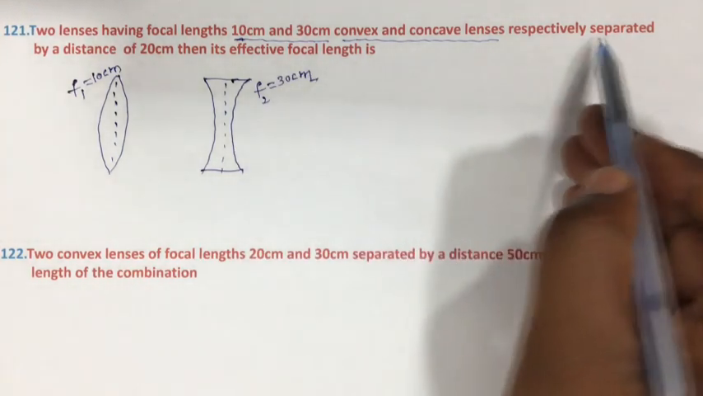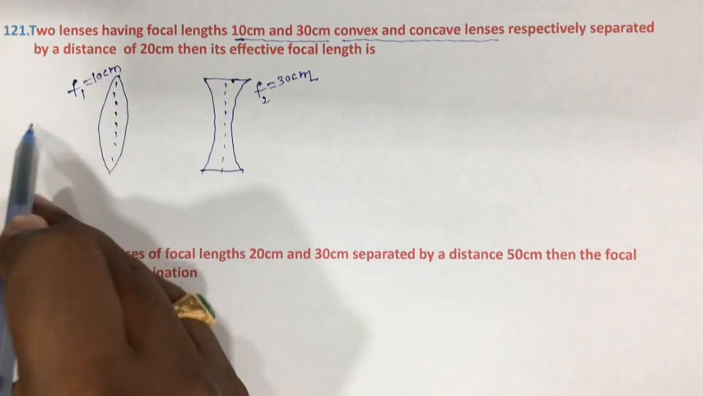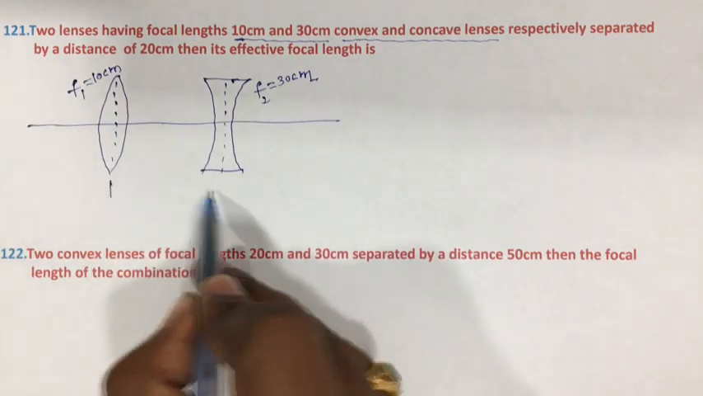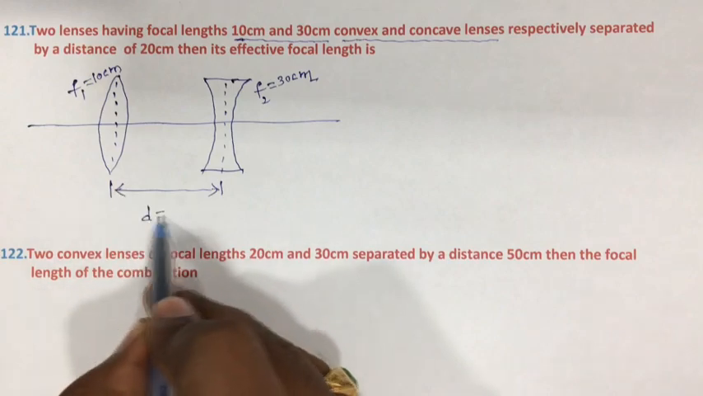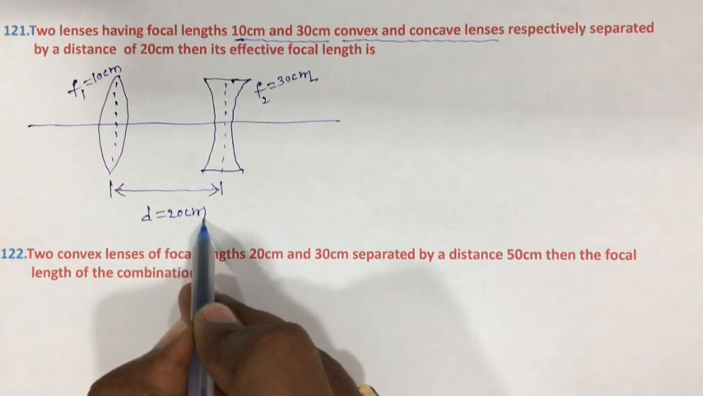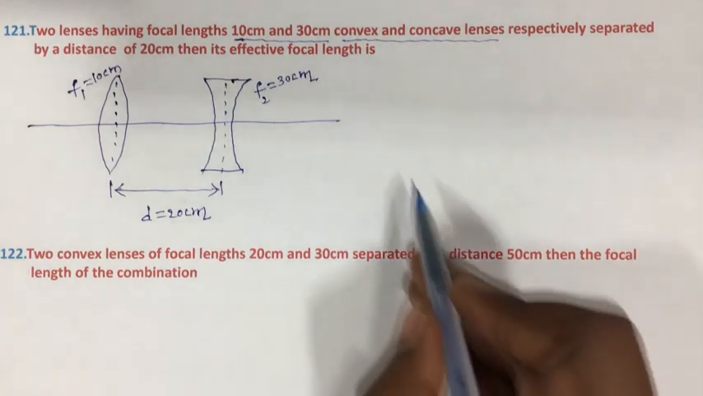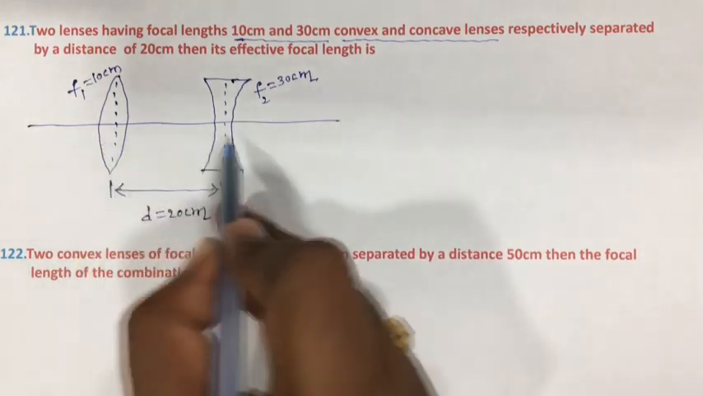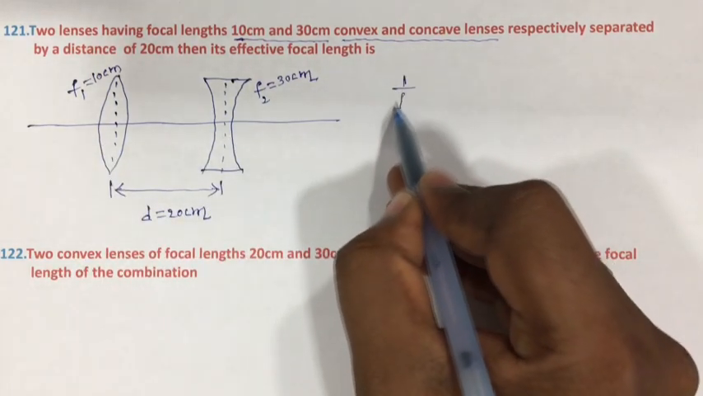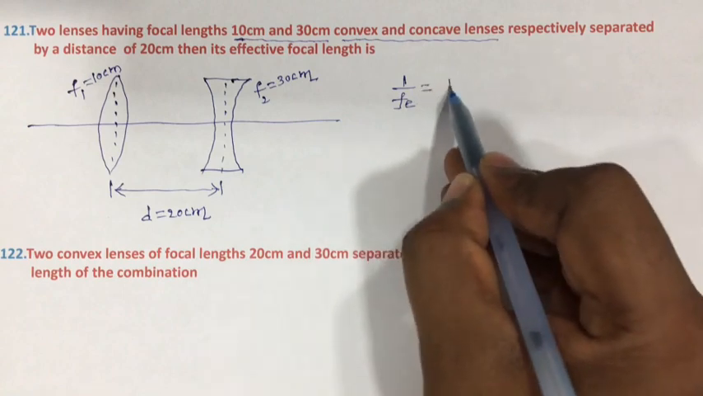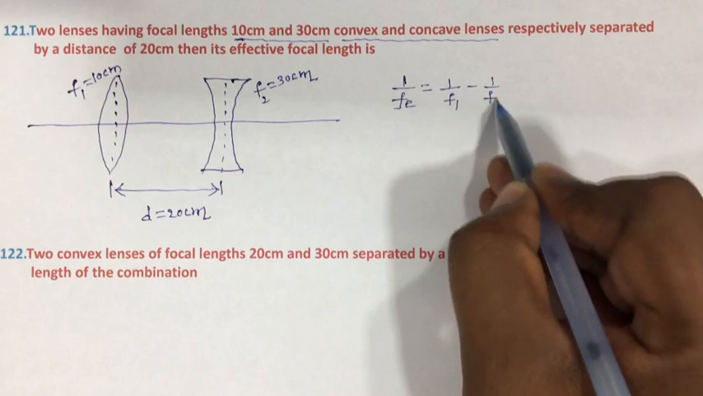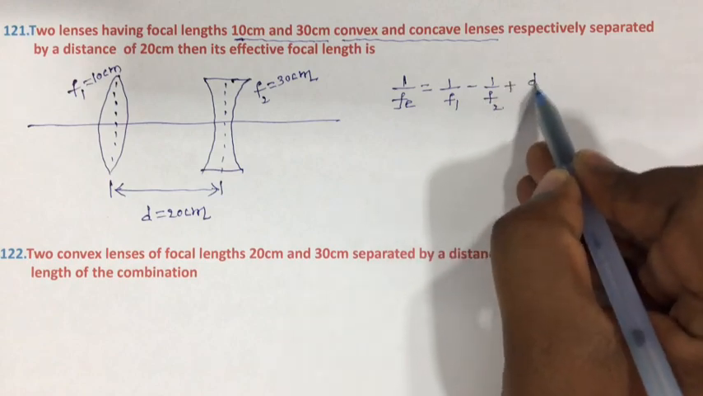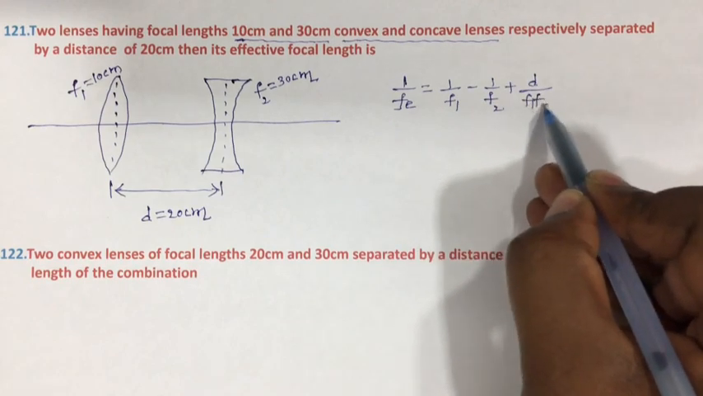Separated by distance 20 centimeters. The separation between their centers is 20 centimeters. d is equal to 20 centimeters. What is the effective focal length? So the formula for convex and concave lens is 1 upon fe is equal to 1 upon f1 minus 1 upon f2 plus d upon f1 f2.